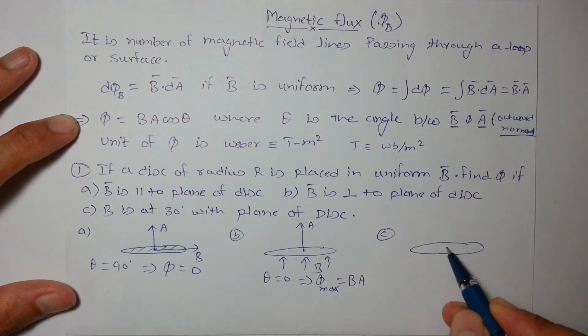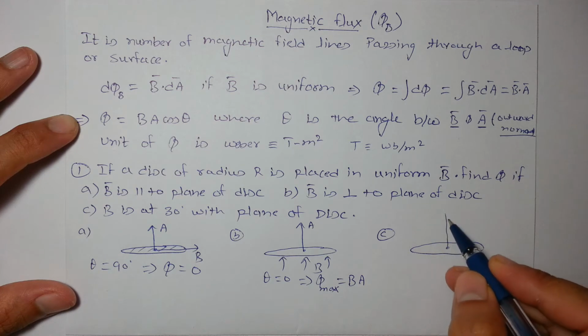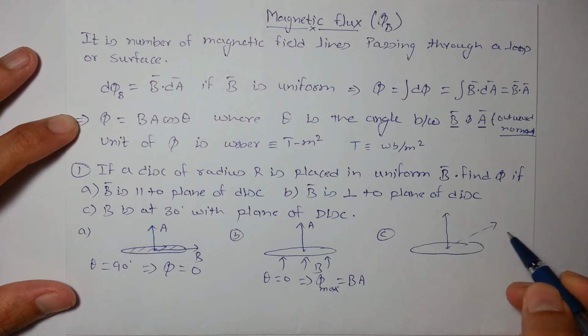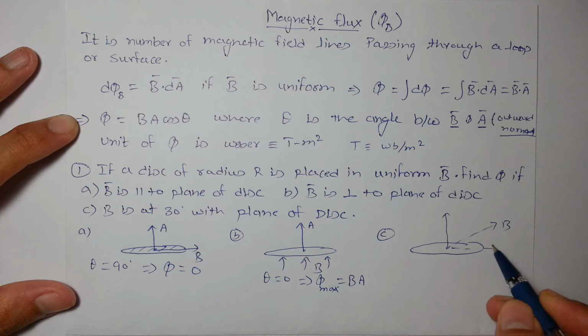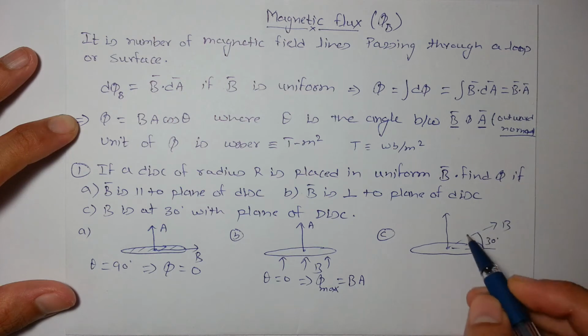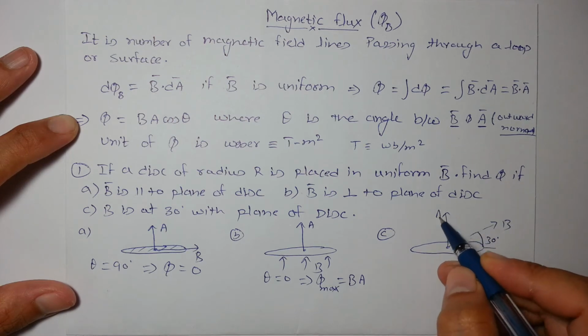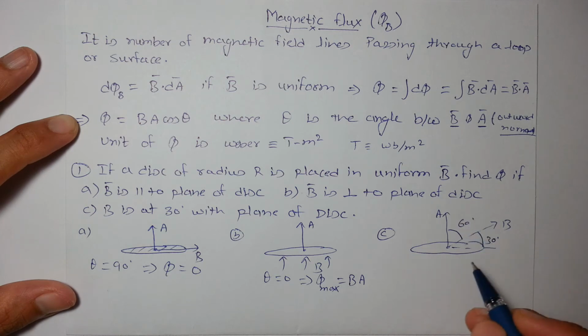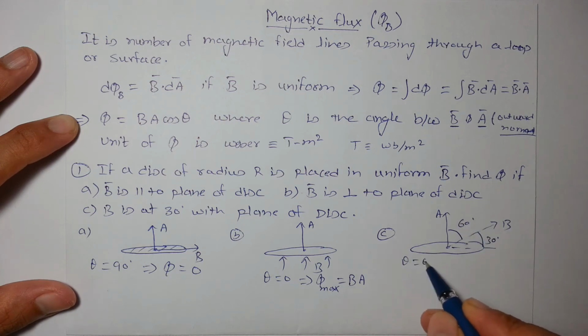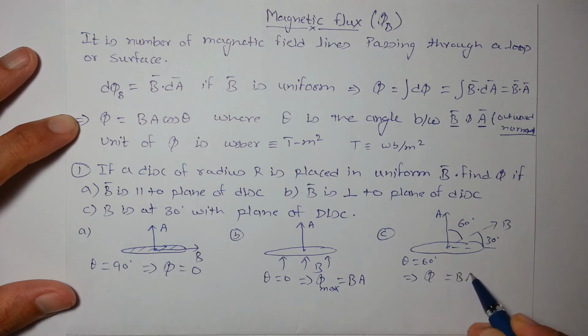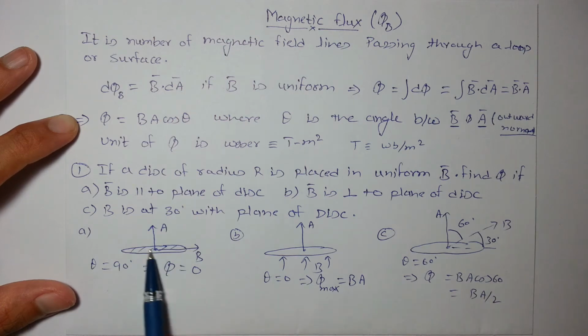Third is the magnetic field makes an angle 30 degrees with the sheet. Remember it makes an angle 30 degrees with the sheet, but the angle between area vector and the magnetic field will be 60 degrees. So here theta is 60 degrees, and when we solve using BA cos 60, you will get BA by 2. So parallel gives 0 flux, perpendicular gives maximum flux, and this gives BA by 2.